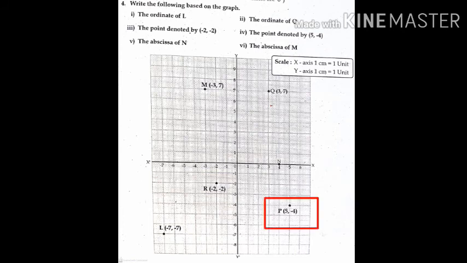Fourth question, the point denoted by (5, -4). Answer is point P. Fifth question, the abscissa of N. Answer is 4. Sixth question, the abscissa of M. Answer is -3 since the x coordinate is called abscissa. These are the fourth question answers.